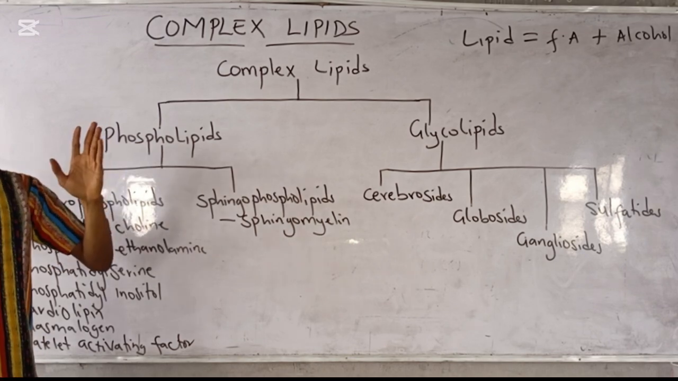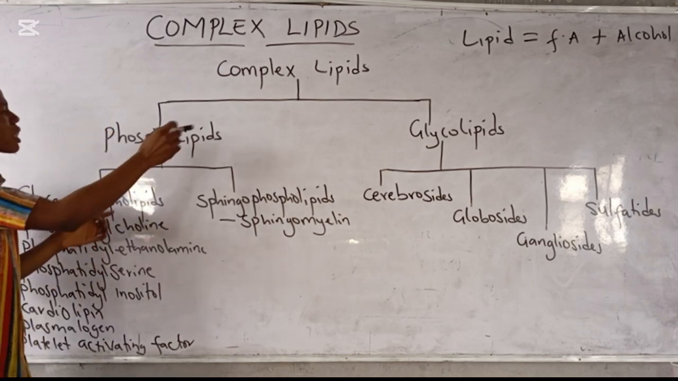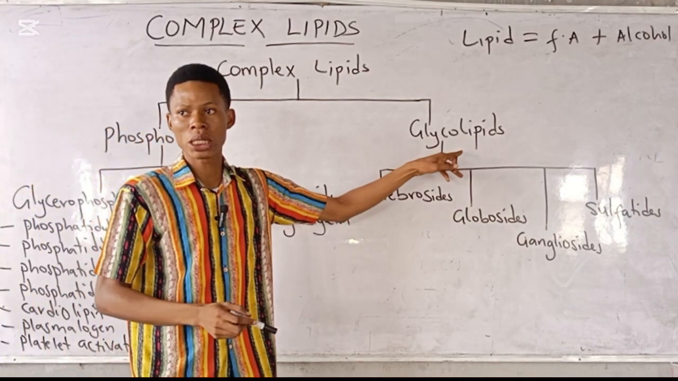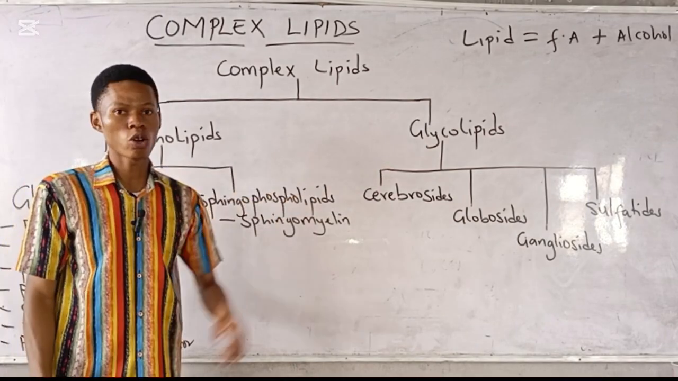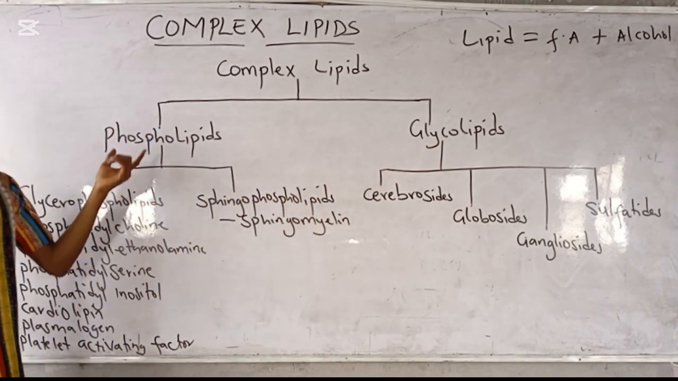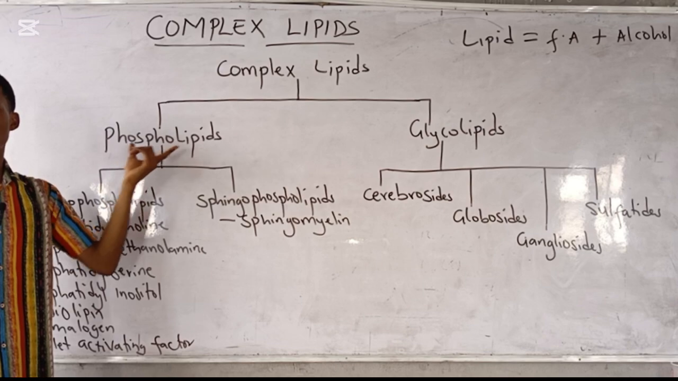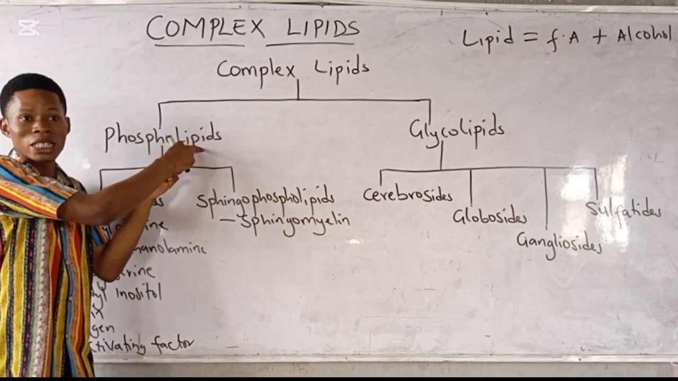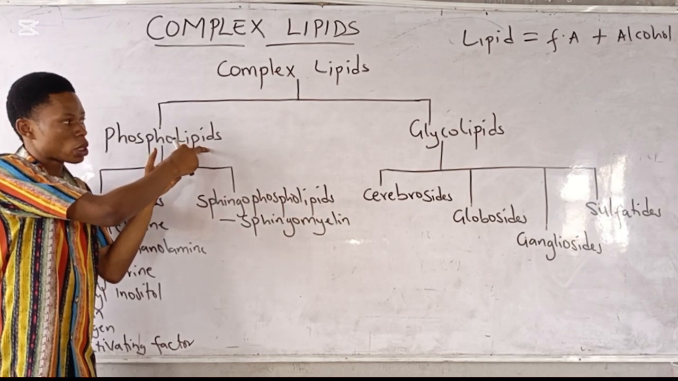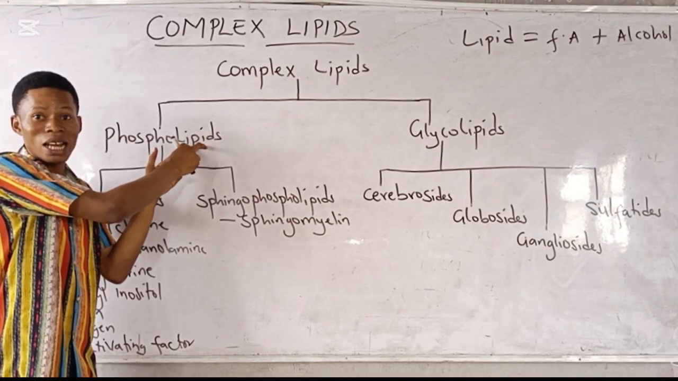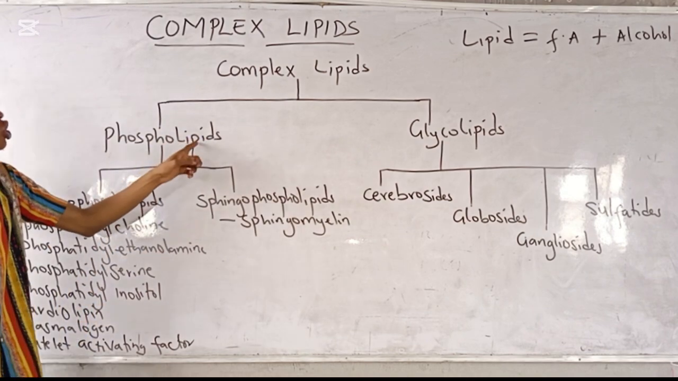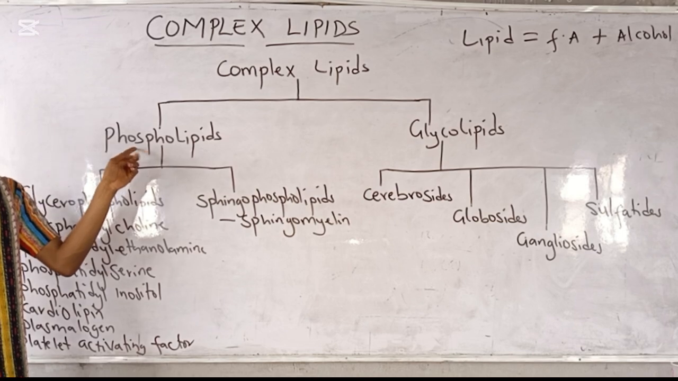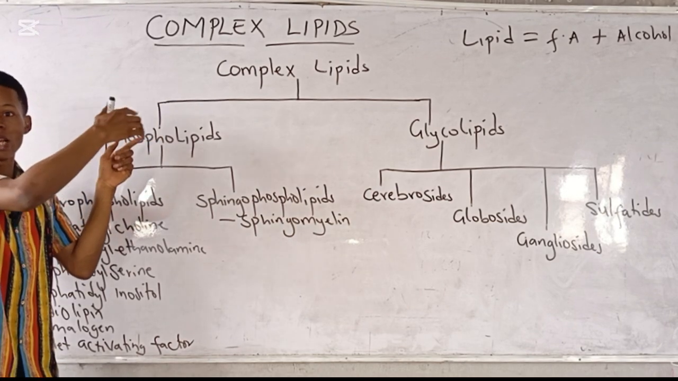Now, that being said, complex lipids can be divided into two. Listen up. I will give you the notes, but just listen up. Complex lipids can be divided into phospholipids and glycolipids. Phospholipids. What are you hearing here? Phospho. We already have our simple lipid, which contains fatty acid and alcohol. Now, in addition to that fatty acid and alcohol, we have a phosphate group attached. This is the additional compound attached, making it a complex lipid.